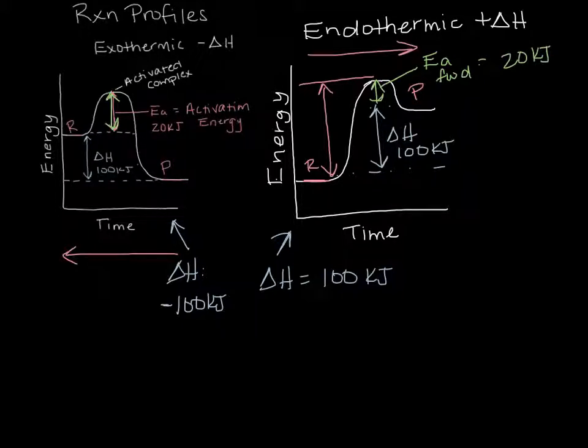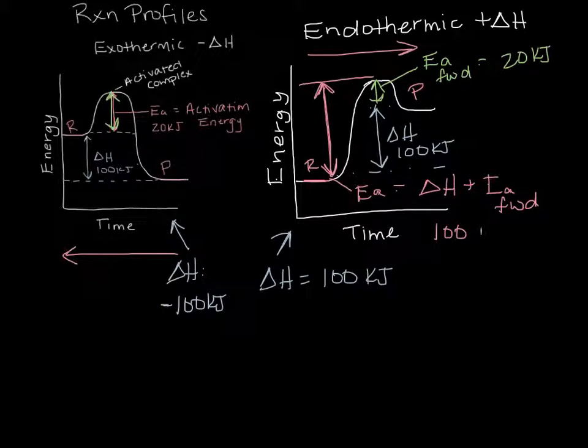So if I want to find my activation energy for my reverse reaction, or for my endothermic reaction, all I have to do is, my activation energy for this reaction is going to be equal to my delta H plus the activation energy of my forward reaction. So it's going to be 100 kilojoules plus 20 kilojoules. So my activation energy for my endothermic reaction is 120 kilojoules.